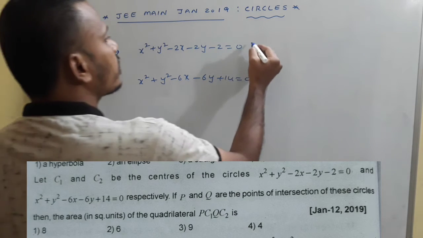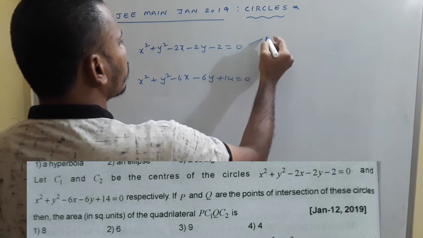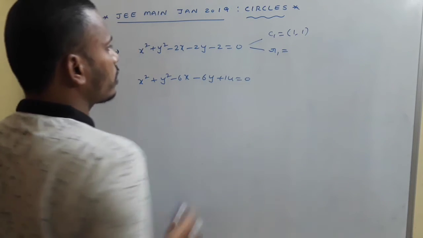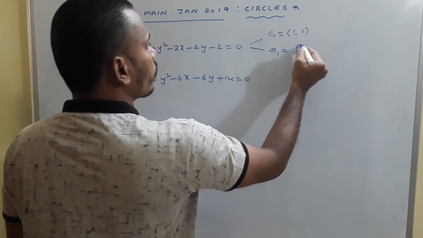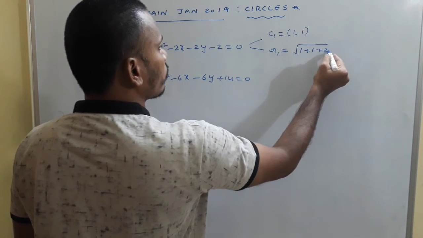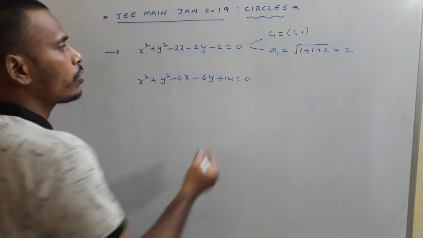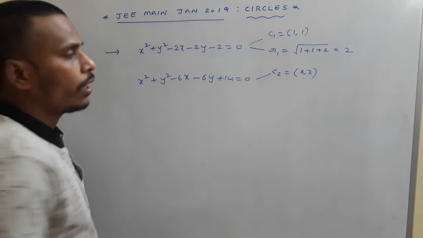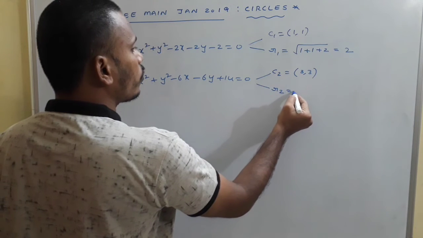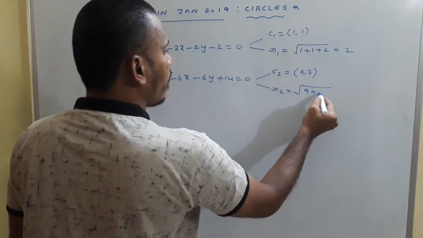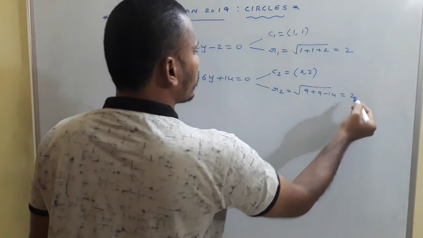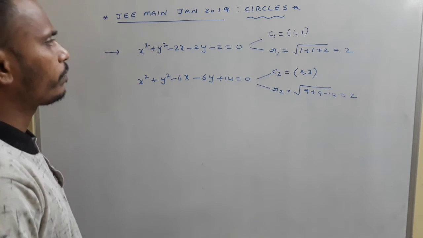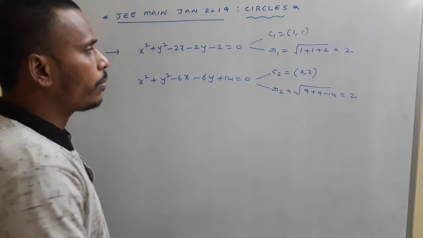So what is the center of this circle? The center of this circle is 1, 1, and what will be the radius? Say R1, root of g square plus f square minus c, 1 plus 2, so that is equal to 2. Then the center of the second circle, C2, is 3, 3. The radius R2 is the square root of 3 square is 9, and then 9 minus 14... again it is equal to 2. Right, those two circles are of equal radii and they are intersecting at the points P, Q.